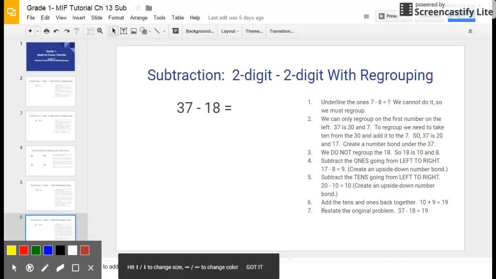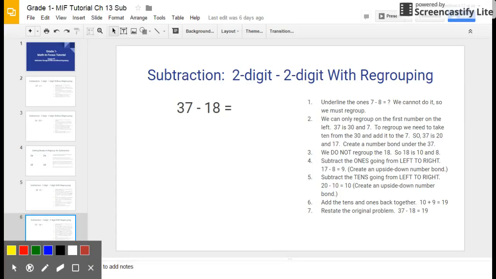This final slide is subtraction 2-digit minus 2-digit with regrouping. First, we need to identify the ones. That is 7 minus 8. We cannot do this, so we must regroup.